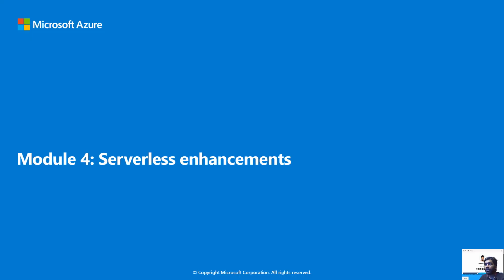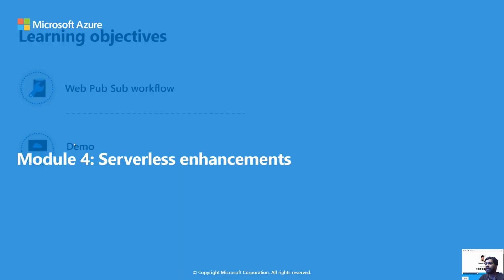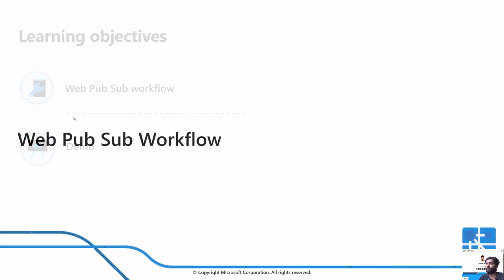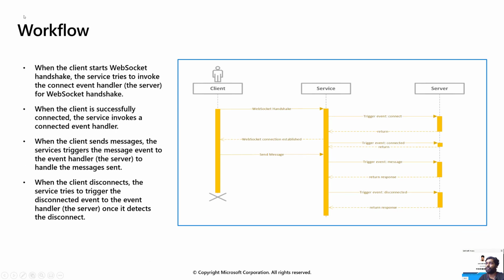In the next module, we are going to see how to enhance our application using Azure Cognitive Service and Azure Web PubSub. So to start with, let's see how the Web PubSub workflow takes place. Before that, the Web PubSub works on the basis of WebSocket connections, similar to our SignalR.